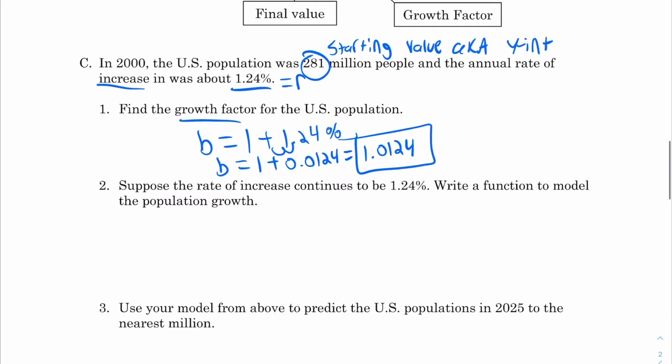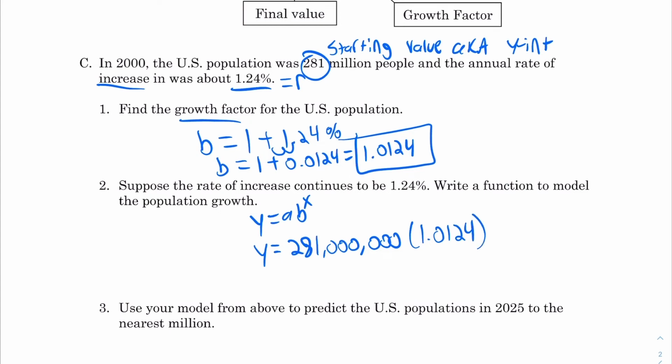Now that we have the b, we can use that to write the formula. Y equals a b to the x, which would be y equals the starting value, 281 million, and the percent increase is, or 1.0124 to the power of x.